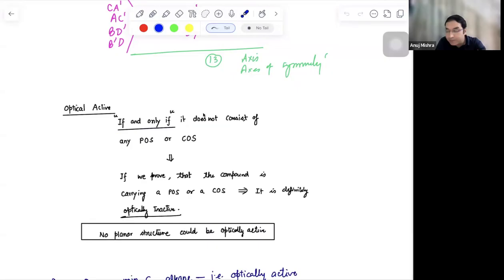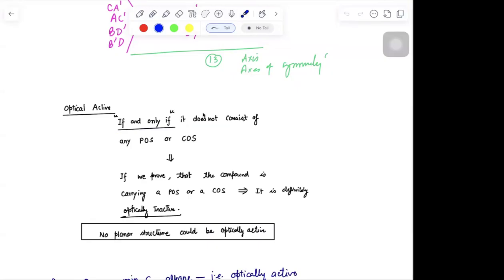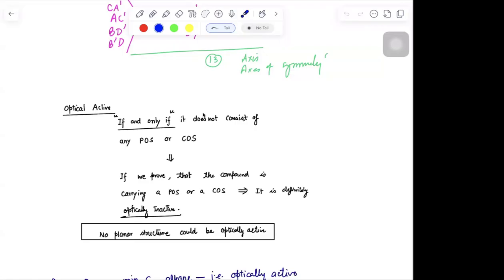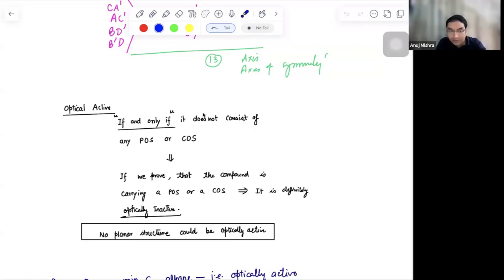Advik, what is POS? Sir, I don't know. Last class you were there, right? Yeah, sir, but then. What is POS? Plane of symmetry. Oh, okay, fine. Please turn on the camera also. COS is center of symmetry. Yeah. Okay.